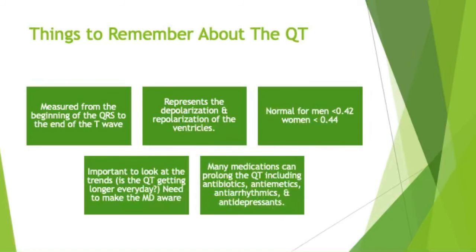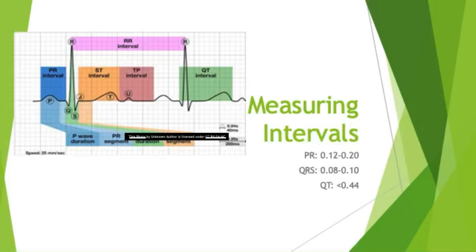You want to look at trends. If you did the QT interval 3 days ago and it was 0.44, but tonight it's 0.56, that's significant and you'd want to make the provider aware. These are the important points to rhythm interpretation.